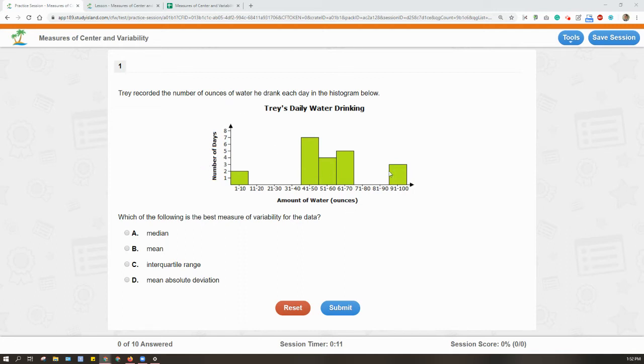So it looks like we got this histogram. We have some at 91 and 100. We've got some down here at 1 and 10. And then we've got 41 to 50, 51 to 60, 61 to 70. Which of the following is the best measure of variability?